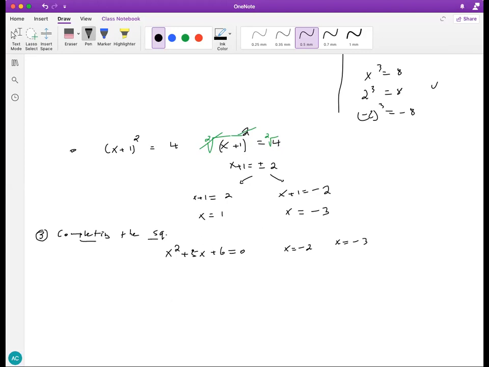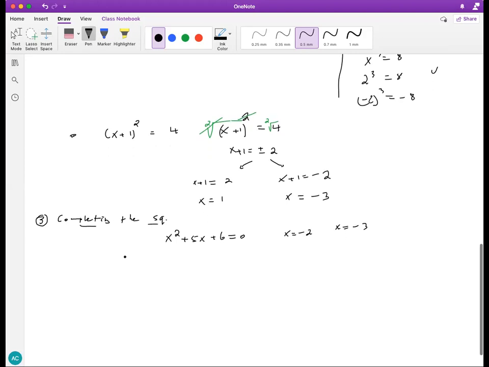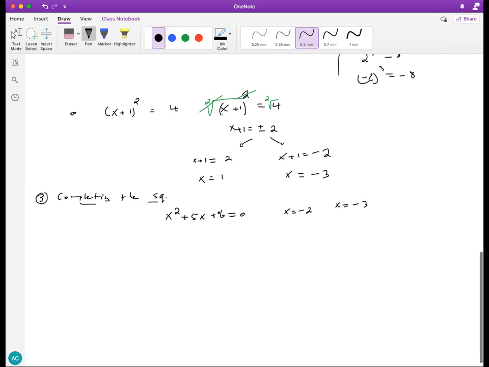Let's try to find the solutions using this method, which is a little bit longer and involves more steps, but the point is to learn those steps, because sometimes when you can't factor, this comes in handy. So let's assume now we don't know the solution to this, so we're going to use completing the square. So here's how it works. This is the standard form of quadratic equations.